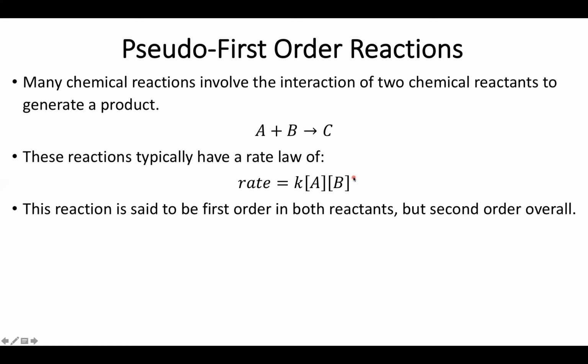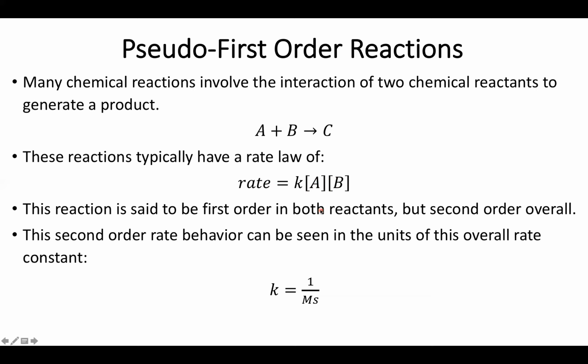And we can go ahead and confirm this by taking a look at the units for our rate constant. So we know that the rate should be in molar per second. And now here on the right, we have molar times molar. So to make the units work out, the rate constant has to have units of per molar second. And this is the same sort of units that we have on a second order reaction.